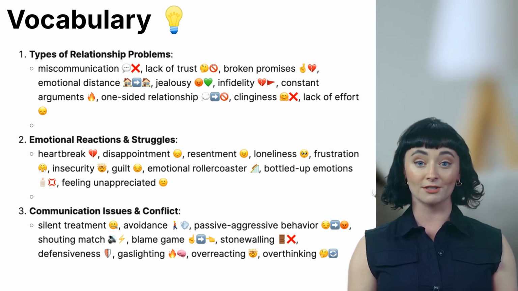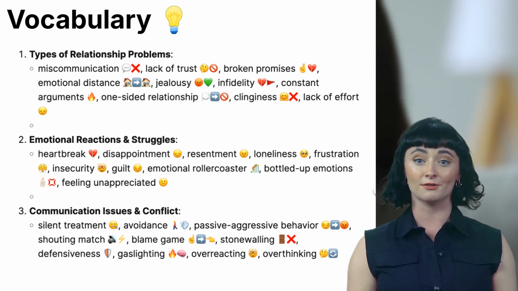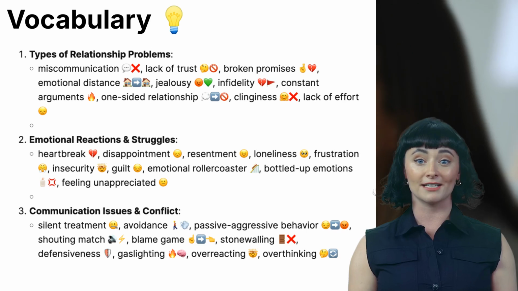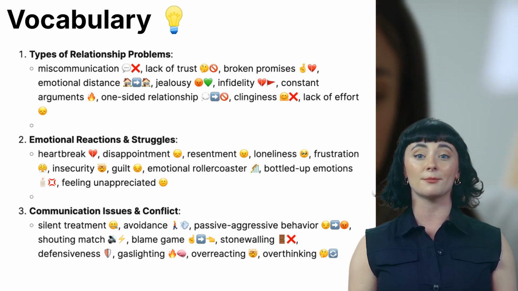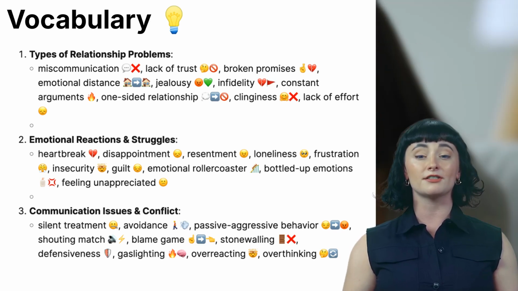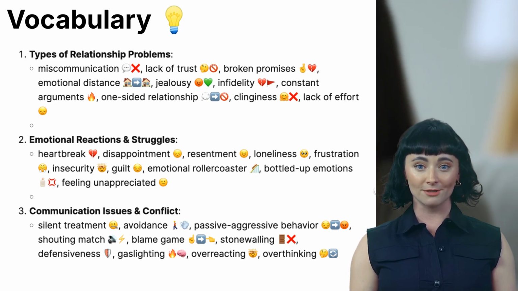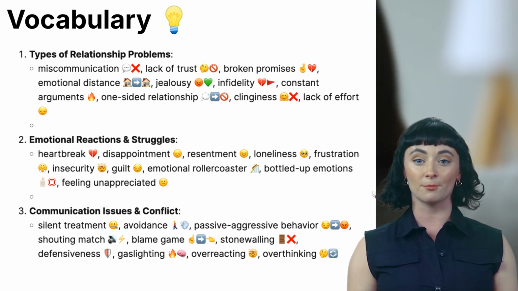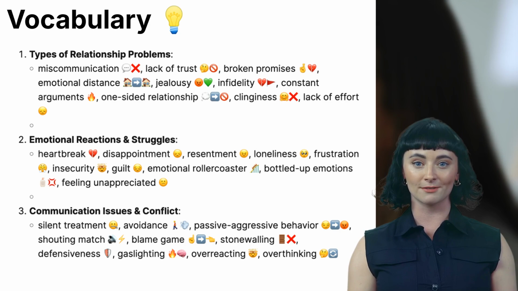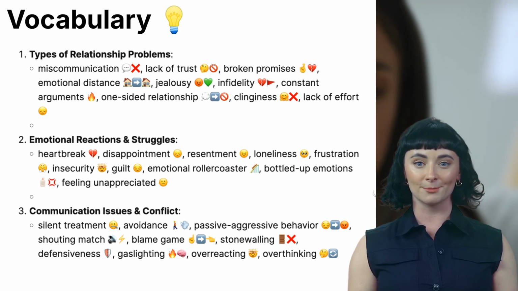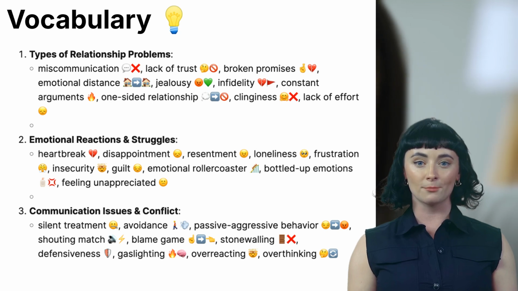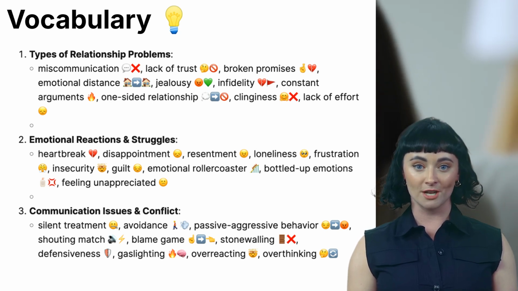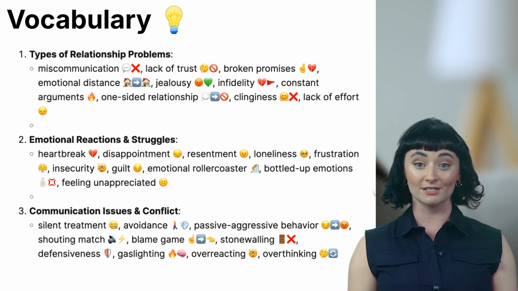Jealousy, feeling threatened or envious, especially when someone gets close to your partner. Infidelity, being unfaithful to a partner in a romantic or sexual way. Constant arguments, repeated fights or disagreements that damage the relationship. One-sided relationship, when one person puts in more effort than the other. Clinginess, being overly dependent or needy in a way that can feel overwhelming. Lack of effort, not trying to maintain or improve the relationship.